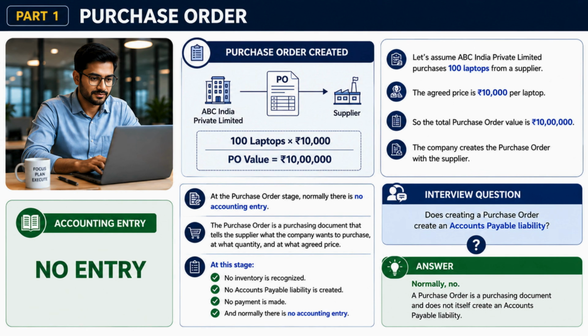The purchase order is a purchasing document that tells the supplier what the company wants to purchase, at what quantity, and at what agreed price. At this stage, no inventory is recognized. No accounts payable liability is created. No payment is made. And normally there is no accounting entry.